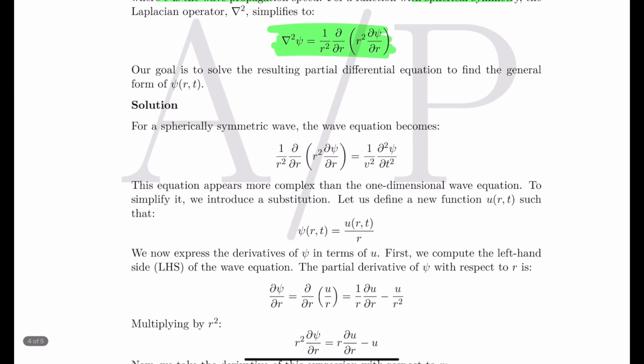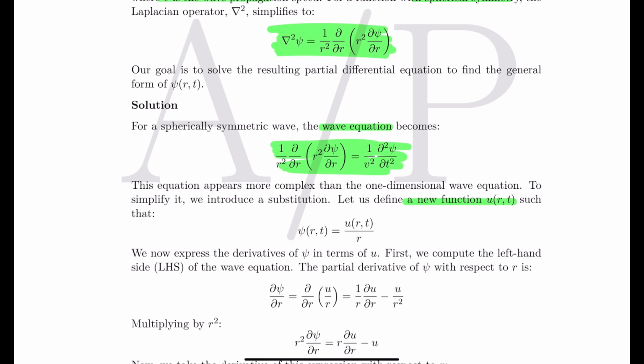So now let us try to put the value of the Laplacian in the given wave equation, and this becomes this, where on the left hand side you have 1 by r square, then partial derivative with respect to r for this whole term within the parenthesis equals 1 by v square, and then partial double derivative of phi with respect to time. So this equation appears primarily complex, but we can define a new function u.